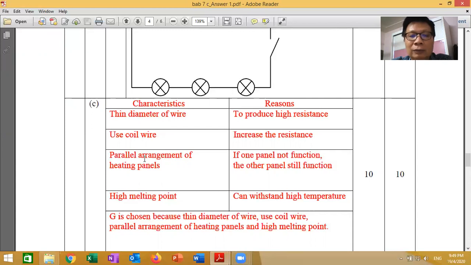Parallel, you know. The reason is, if one panel does not function, the other panel can still function. Right? This is the advantage of parallel. You have three, so you put them in parallel; if one spoils, the other two can still be used. Understand? And the third one, the melting point must be high, because you heat things up, boil water, cook chicken. So the melting point must be high. Then you say high temperature.